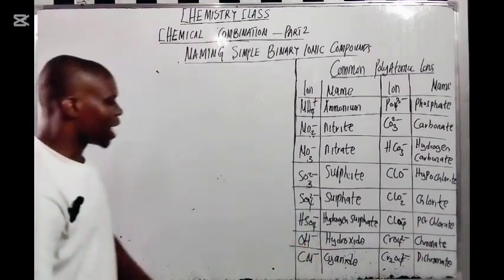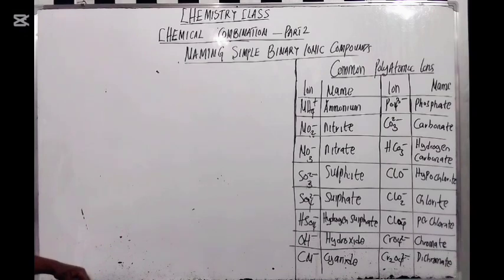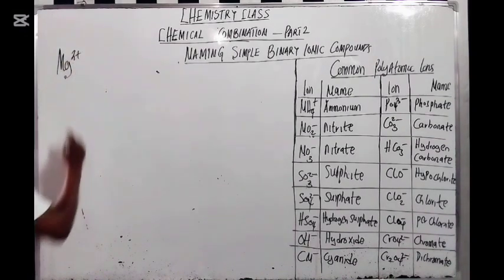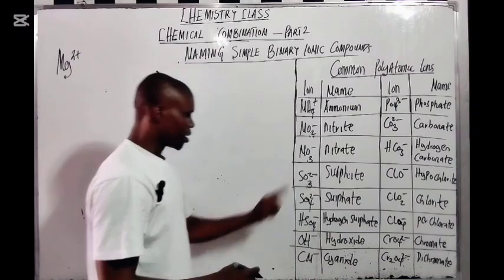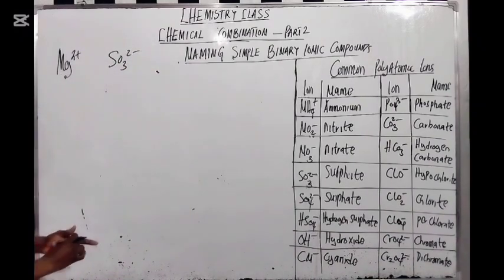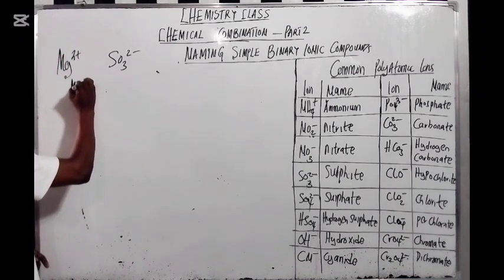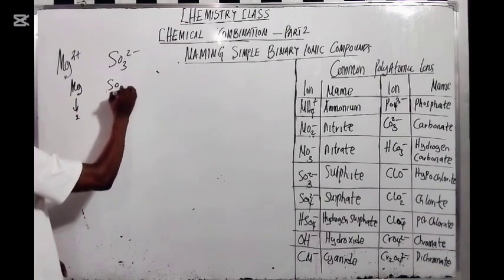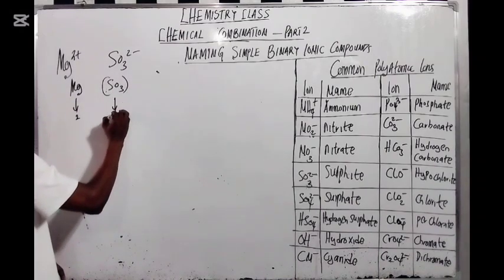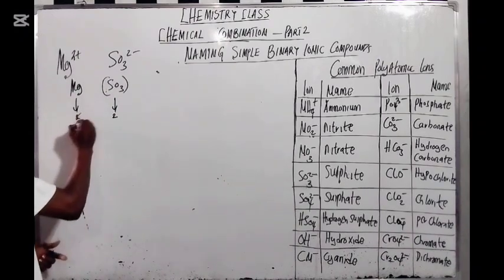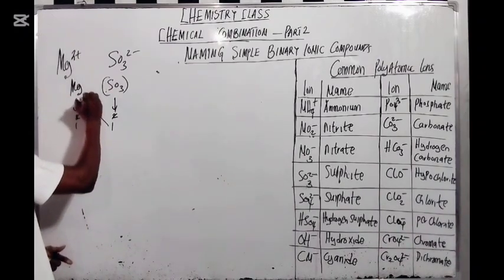Okay, now let's take another one. For example, here we have Mg2+, and here let us take SO3 2−, right? So what does it mean here? Here we have Mg, which is 2, and here we have SO3, which is 2. Can you see that? 2 going to 2, right? 1, 2 going to 1. This one moves here, this one moves here.